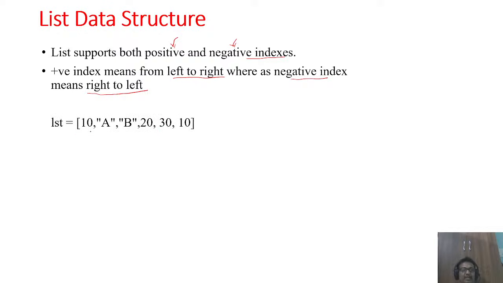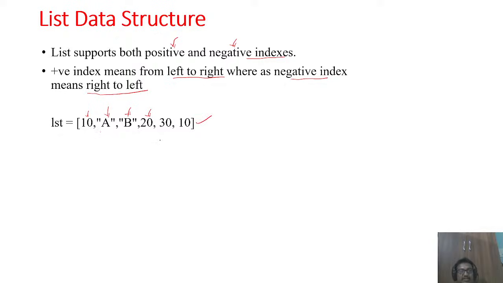For example, I have a list containing heterogeneous elements: the first element is an integer 10, then the second element is a string. Then again I have a string here, then again an integer number 20, 30, 10 again. Assume this is my list. This is allowed, whereas in an array all the elements should be of similar type. Only integers, or only floating point numbers, or only strings can be stored like this, but in a list we can store heterogeneous elements.